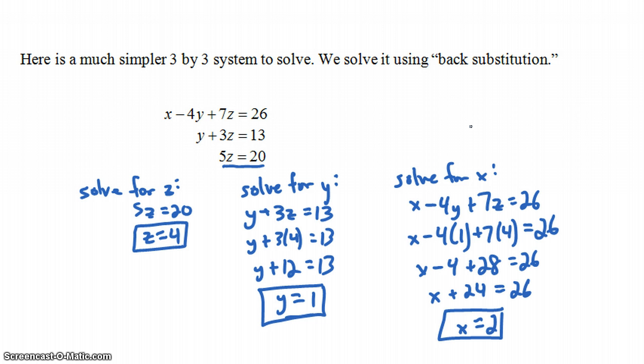So we could write our solution now as an ordered, well, it wouldn't be an ordered pair, it'd be what's called an ordered triple, or an ordered three-tuple, it's sometimes called. 2, 1, 4. 2 is the x value, 1 is the y value, and 4 is the z value. So this is called back substitution.